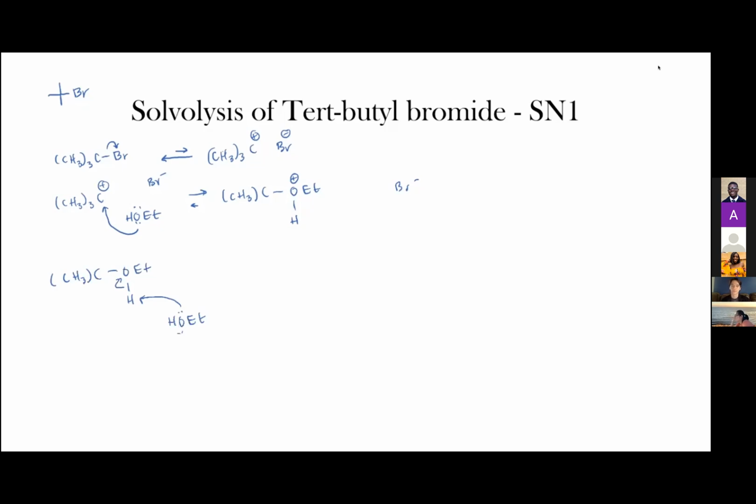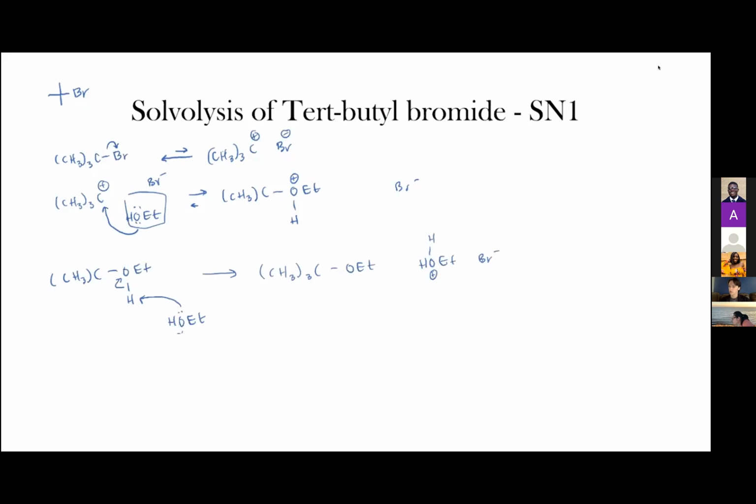So in this case, you said the OHET, that's the solvent. Yep. So in this case, the ethanol is going to be our solvent. Exactly. Okay. Thank you. And so after a second molecule of the solvent deprotonates that, we get the final product like this.